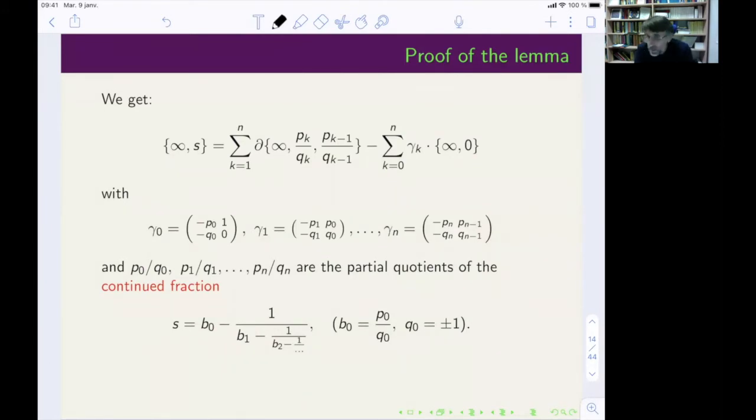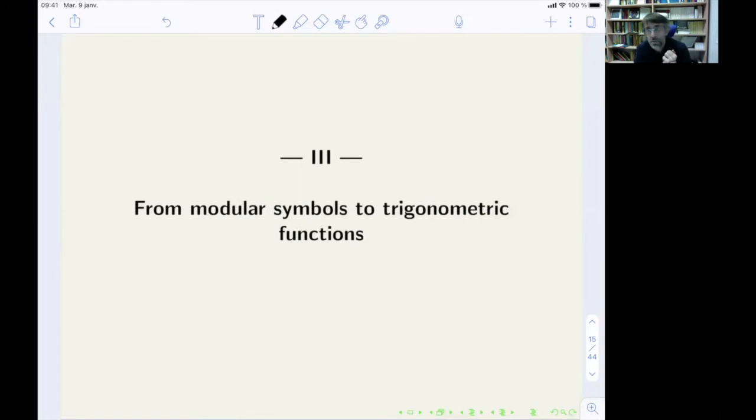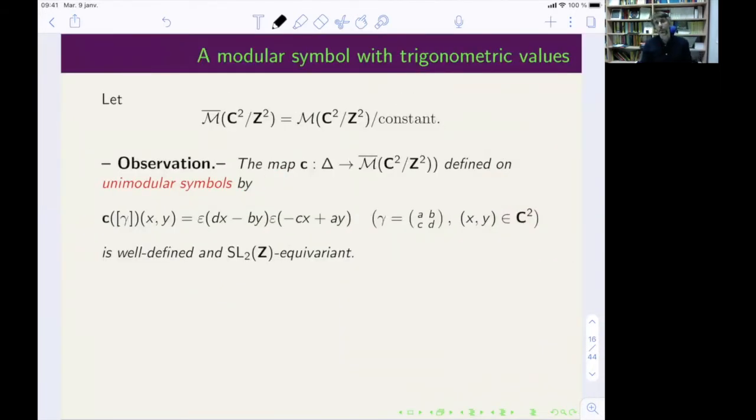And so why is it interesting? Because now I will define some map only on the unimodular symbols and then extend using this lemma. And this map will make a relation between the two characters of the talk, namely the first character, trigonometric functions, and the second, modular symbols. So that will be the third part of my talk, to go from modular symbols to trigonometric functions. And that's how we will see the addition relation as some kind of cocycle property, even though I haven't defined yet what is a cocycle.